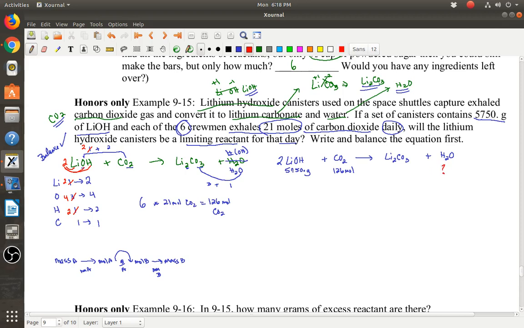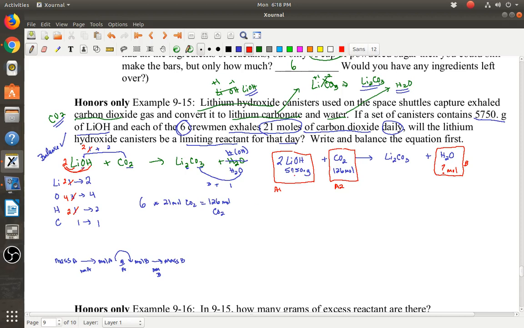I'm going to choose water. Why am I choosing water? Just because it's a smaller molecule than lithium carbonate. So I'm going to choose water, and I'm going to see how many moles of water I'm going to be able to make. So this is going to be my B. This is going to be my A1, and this is going to be A2. I have to do 2 sets of calculations. I'm going to start out with A1 and see how many moles of water this amount of lithium hydroxide will make. Okay, so let's do that first.